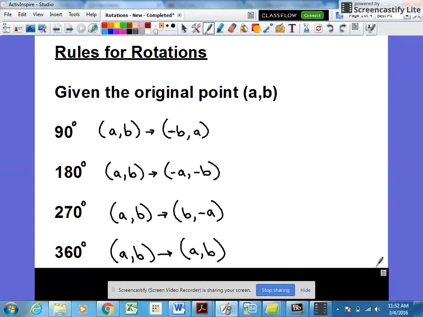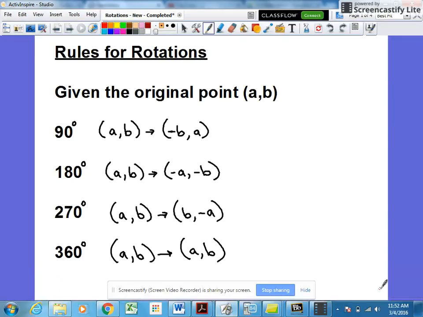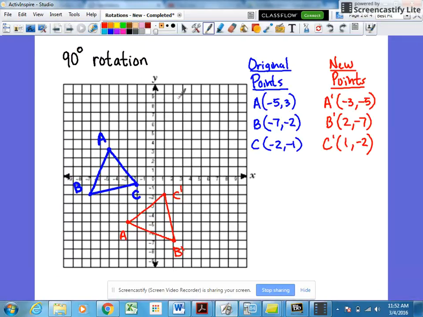Now here's what it's going to look like played out with an actual object. Take this object for granted. Our original points, (-5, 3), (-7, -2), (-2, -1), this triangle right here, a 90-degree rotation. Notice the opposite of y becomes x, and x becomes y. And when we plot it, it should only be moving one quadrant.